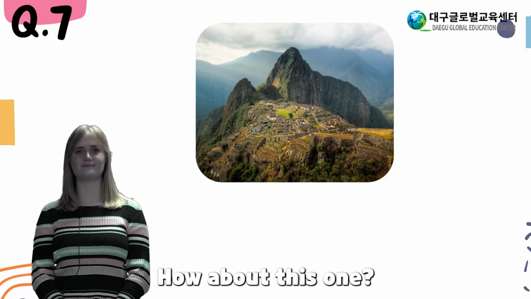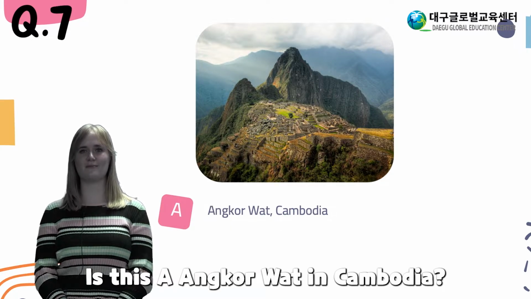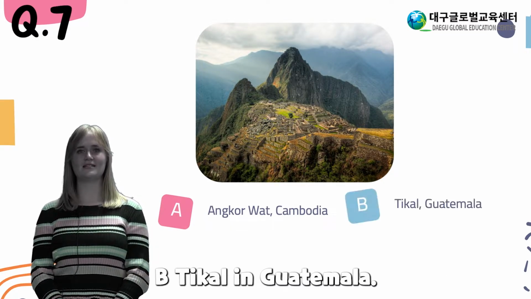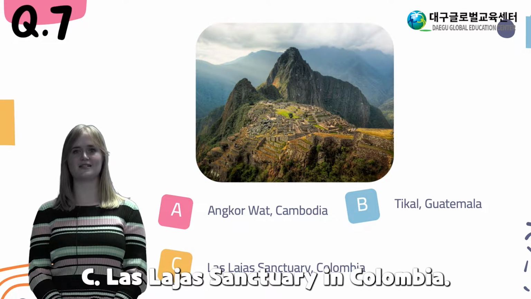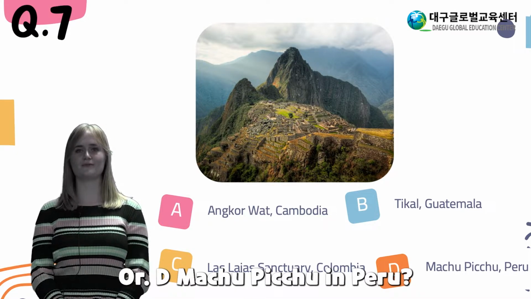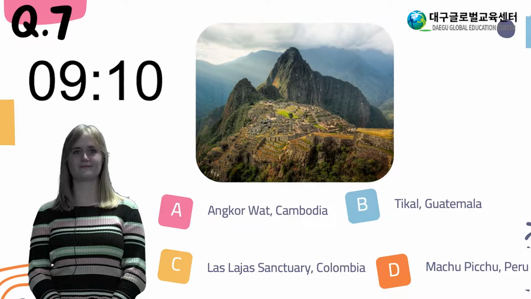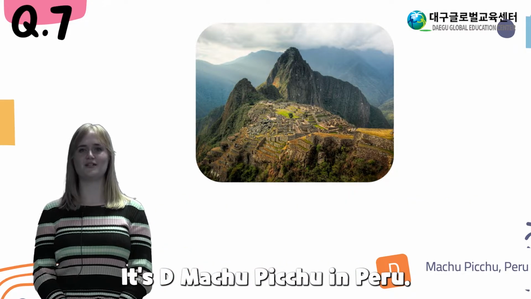How about this one? Is this A, Angkor Wat in Cambodia? B, Tikal in Guatemala? C, Las Lajas Sanctuary in Colombia? Or D, Machu Picchu in Peru? That's right, it's D, Machu Picchu in Peru.